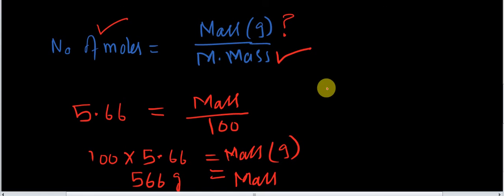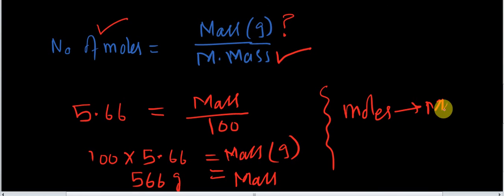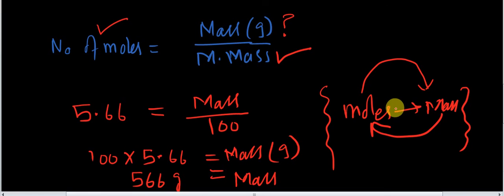In this question, you converted the moles into mass. So this is mass mole interconversion. If mass is given, you can find the mole. If mole is given, you can find the mass.